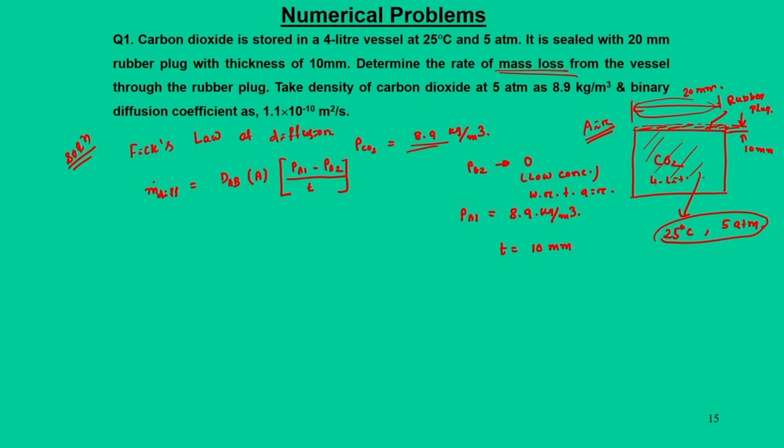Thickness is 10 mm, that is 0.01 meter, and diameter is 20 mm, that is 0.02 meter. DAB is given as 1.1 into 10 to the power minus 10 meter square per second. And remember, the unit of binary diffusion coefficient is always meter square per second, because it is a transport property.